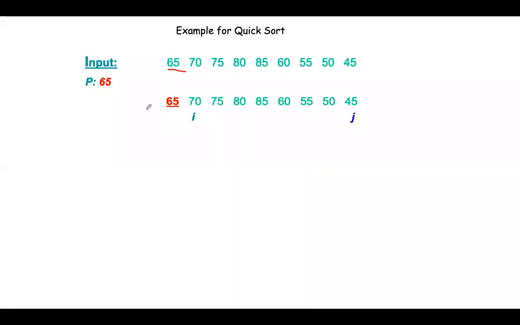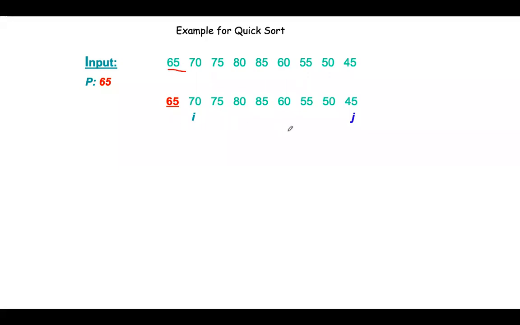I will start with the first element and J should point to the last element. And L and R you should also remember. L means the leftmost position of the array, that is 65. R means the rightmost position of the array. L and R, just keep it in mind.